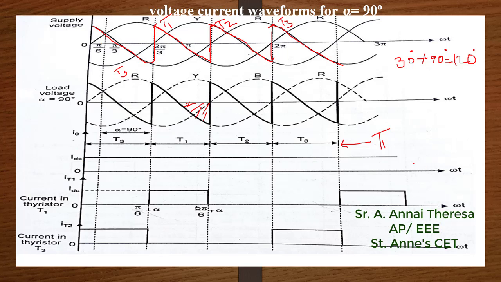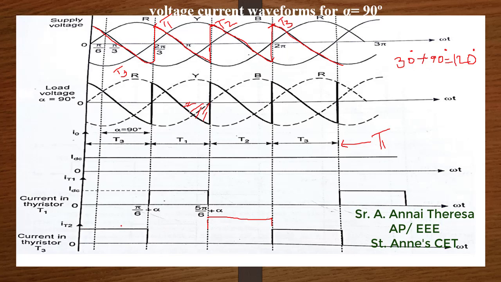So the output current which is continuous, then current through thyristor T1. Okay, so this duration is current through thyristor T1, and again this one, then current through thyristor T3. Okay, T2 also you can draw. So as we have drawn for T2, we have mentioned here for T3. T2 also you can draw. T2 means it will be here.